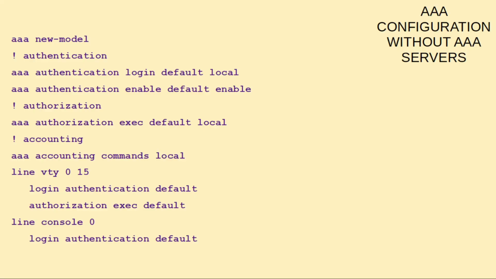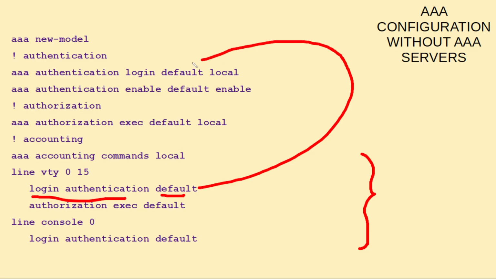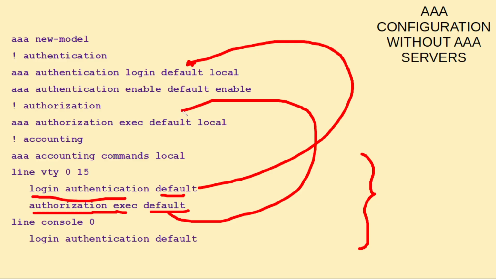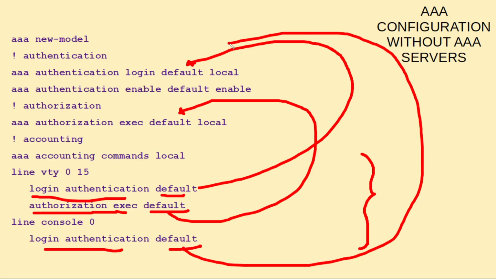After explaining that, now we can understand this part of the configuration. For VTY lines from 0 to 15, we're going to perform login authentication using this method list that we created previously in global configuration mode. And for the authorization exec feature, we are going to use this method list that we created previously in global configuration mode. For the console, we are going to perform authentication using this method list that we created in global configuration mode as well.